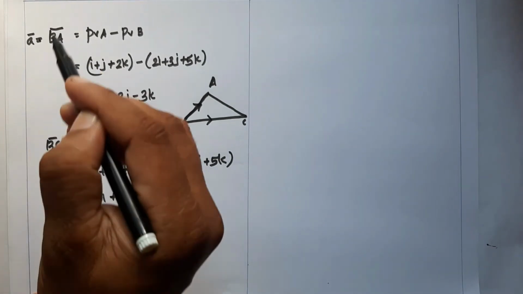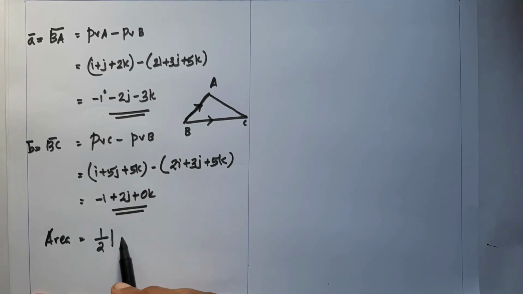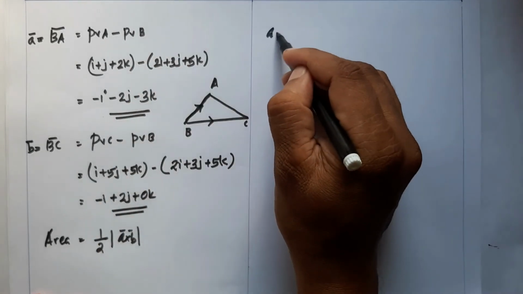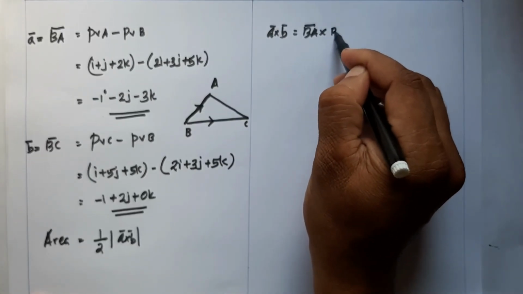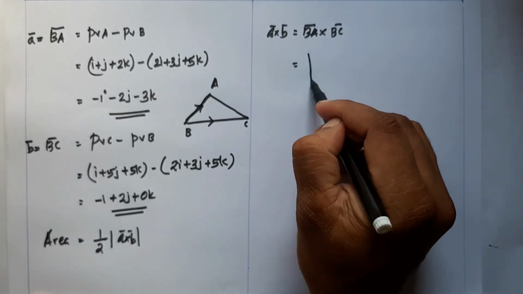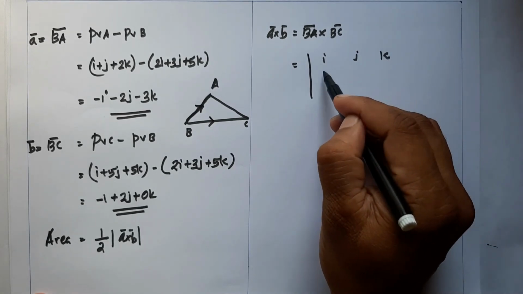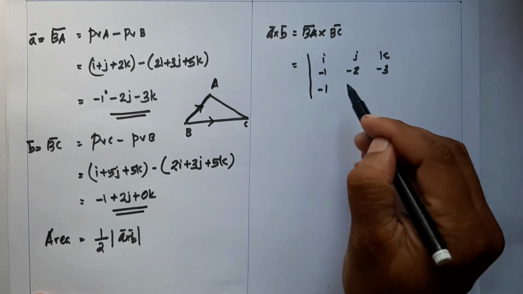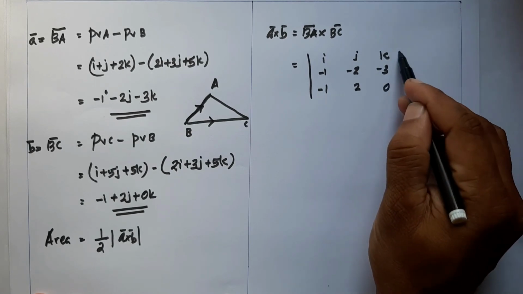Which is the first vector. Suppose you take that as vector A, and the second as vector B. Now we find the area. You know the formula is half into modulus of A cross B. Now what is A cross B? A cross B means BA cross BC, which is the determinant of I, J, K. Here the BA coefficients are minus 1, minus 2, minus 3, and BC is minus 1, 2, 0.